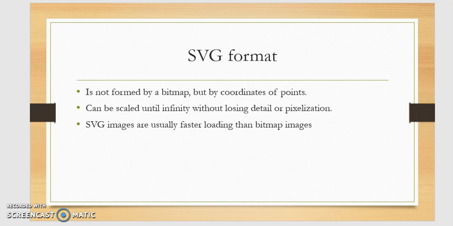In contrast, the SVG format is not defined by a bitmap, but by coordinates of points joined together by straight lines. This feature means vector images can be scaled infinitely without losing detail or pixelization. In addition, they usually load faster than bitmap images because they are numerical data that is downloaded very fast in the browser.